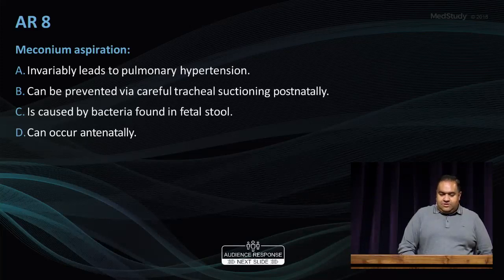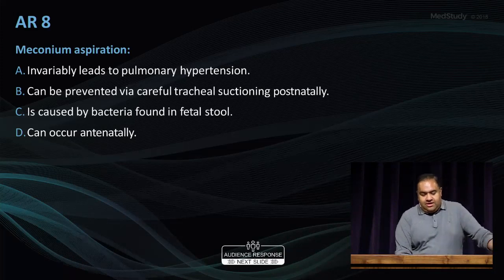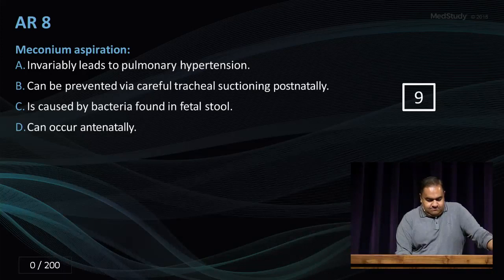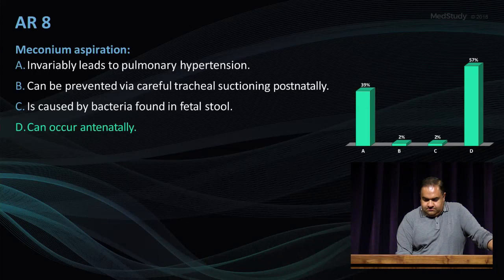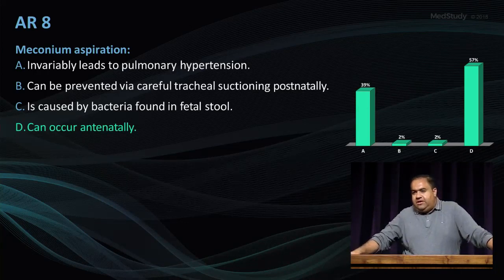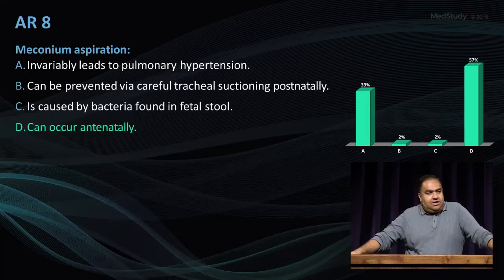All right, so meconium aspiration invariably leads to pulmonary hypertension, can be prevented via careful tracheal suctioning postnatally, is caused by bacteria found in fetal stool, or can occur antenatally. Yes, so it doesn't always lead to pulmonary hypertension, thankfully. I mean, there are cases where you're going to see it more, but it can occur antenatally.